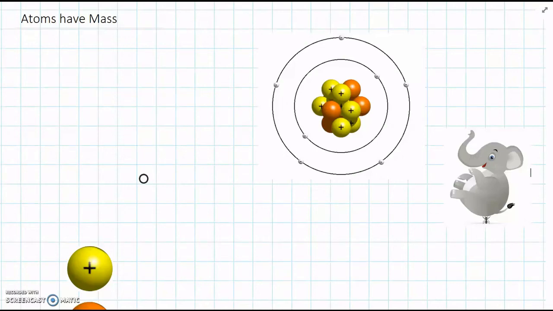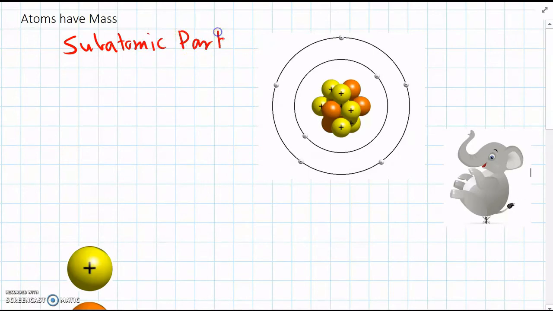Last video we looked at the different particles that actually make up atoms, which are subatomic particles. And we remember that protons and neutrons are found in the nucleus of the atom, which is in the middle, and electrons fly around the outside of the nucleus at the speed of light. You can imagine that they're flying in a cloud. They're moving so fast.